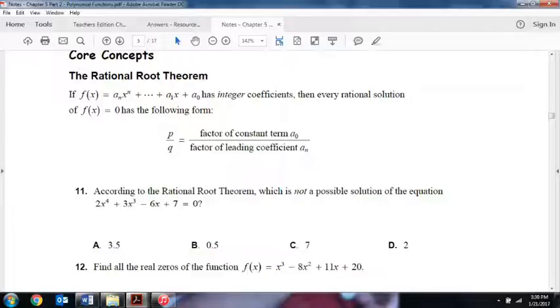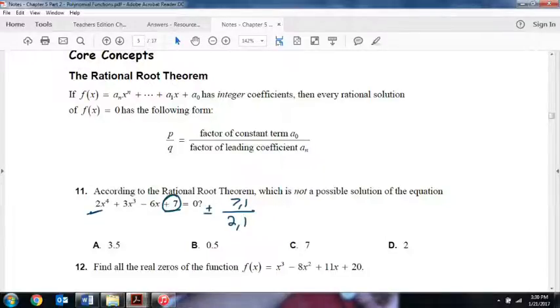You take the c value, the very last term, and any of its factors divided by any of the factors of the leading coefficient is a possible root, a possible solution. So for this one, 7 is my constant, so its factors are simply 7 and 1. Over here, 2 is the leading coefficient, so any of its factors, 2 or 1. And we can do positive or negative forms. It does not matter which.